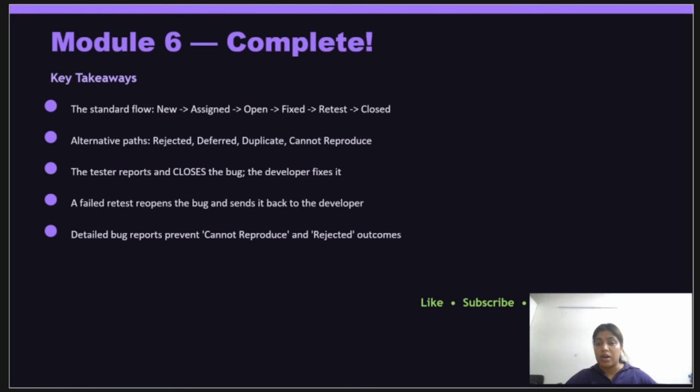So with this, we come to the end of our sixth module. A bug is born New, lives through Assigned, Open, Fixed, Retest, and dies Closed, unless it's rejected, deferred, duplicated, or cannot be reproduced. In the upcoming modules, we'll dig deeper into the different terms that we have seen, like severity and priority. Then we'll talk about the different types of testing, agile, and scrum.